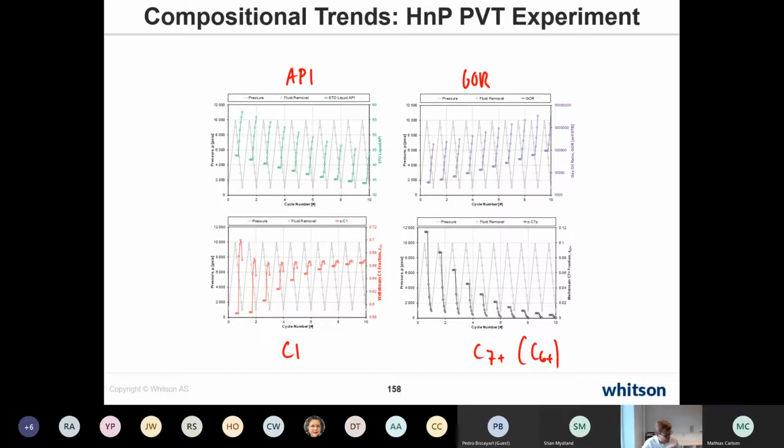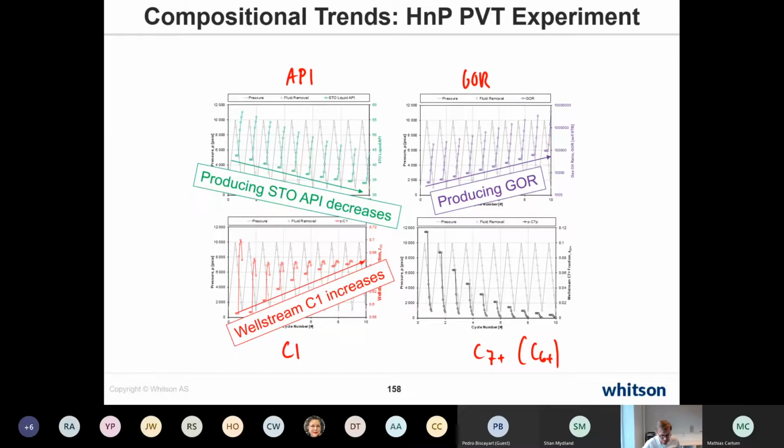It's the components that are heavy and that translate into stock tank oil at the surface. And if we look at the trends, the producing stock tank GOR over cycles decreases. Producing GOR increases, wellstream C1 increases, and wellstream C7 plus decreases. And does that make sense?